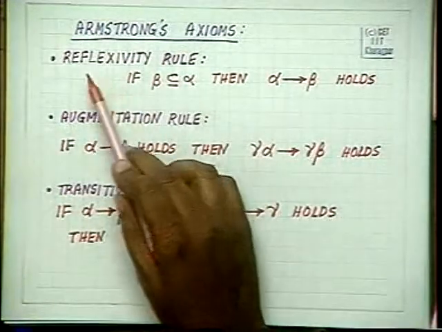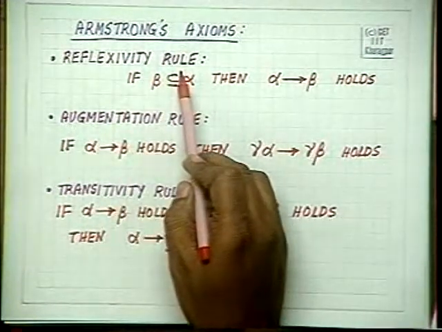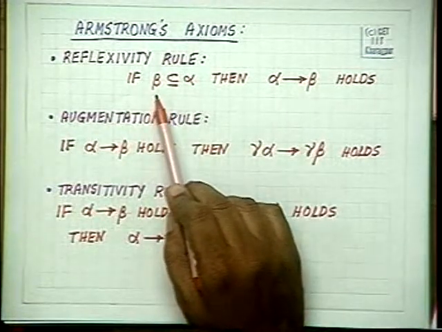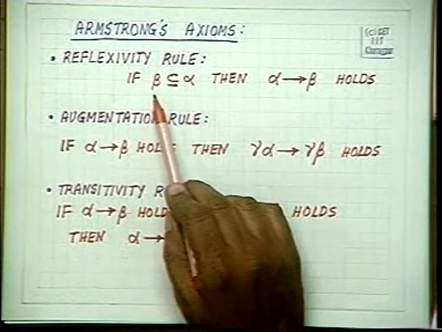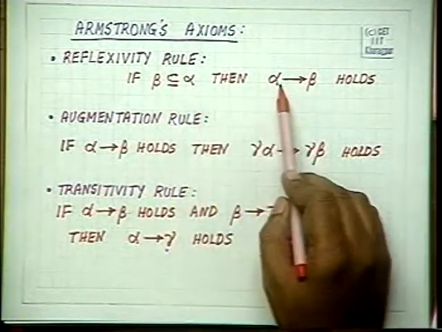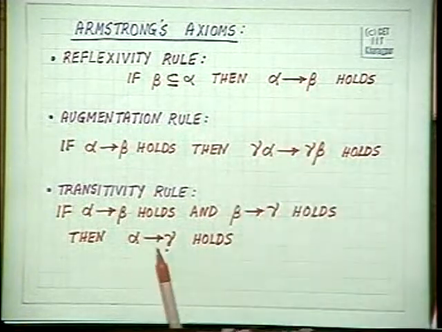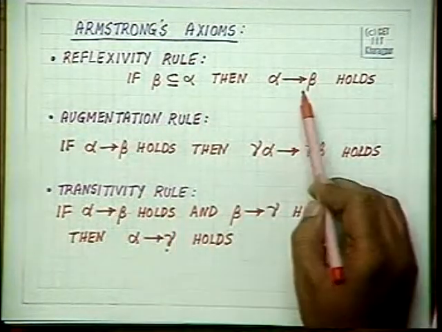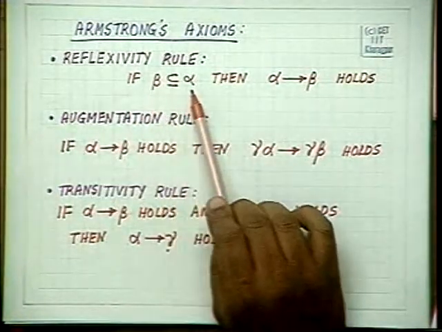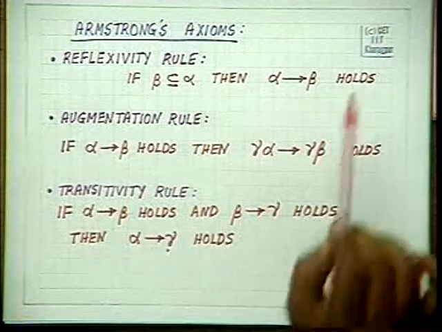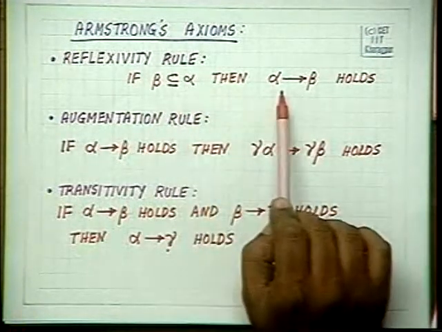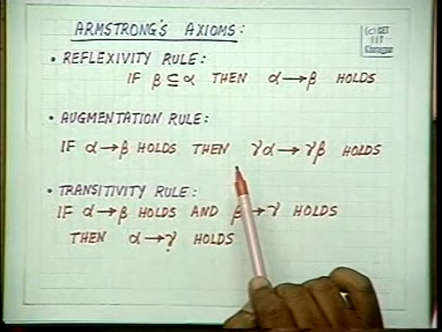The first one is the reflexivity rule. The reflexivity rule states the obvious. If beta is a subset of alpha, then alpha implies beta. That is, beta is functionally dependent on alpha. Therefore, if beta is a subset of alpha, then alpha to beta holds. So, using this, you can generate a whole set of functional dependencies.